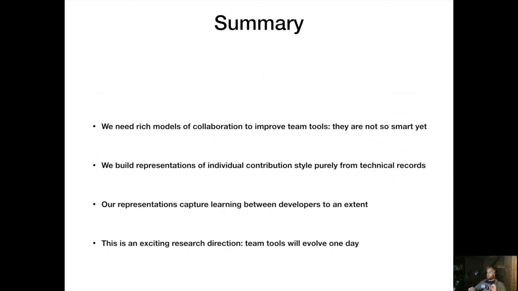To sum things up, we need rich models of collaboration to improve team tools, which are not too smart yet. In this work, we build representations of individual style just from technical records. It's important. It's fully automated and unsupervised, so you can just run it and get representations. And these representations, to an extent, capture learning between developers. This is a really exciting direction of research because the team tools of the future will one day evolve to offer supporting collaborative processes, and we made a really good step towards this.